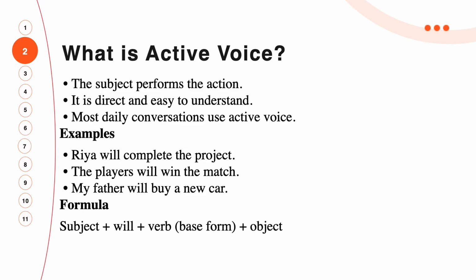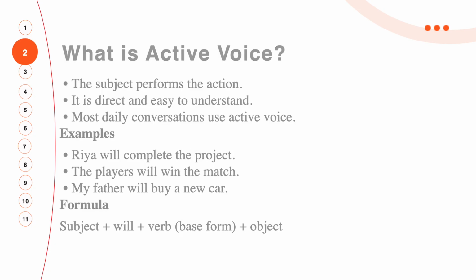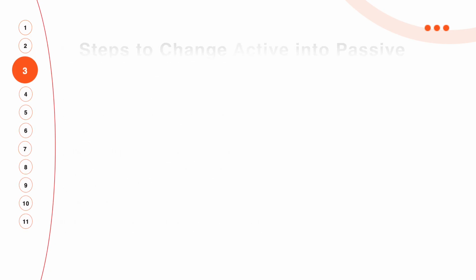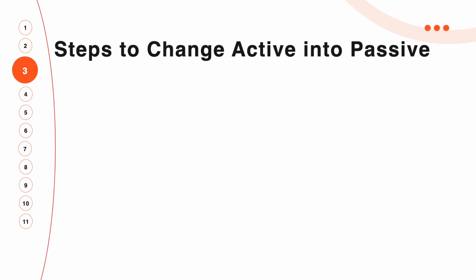Subject plus will plus verb, which is in base form, plus an object. If you use this formula, it will create an active voice. Now these active voices are in many forms, like past tense, present tense and the future. Now let's move on to steps to change active into passive.